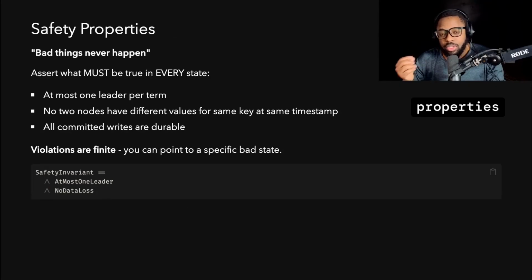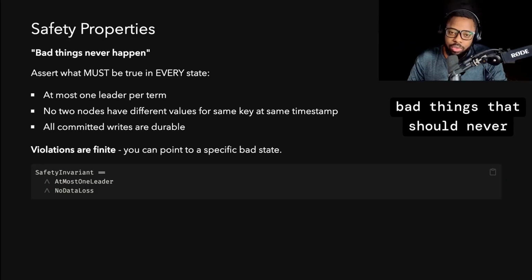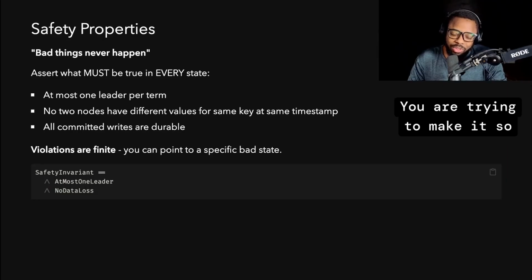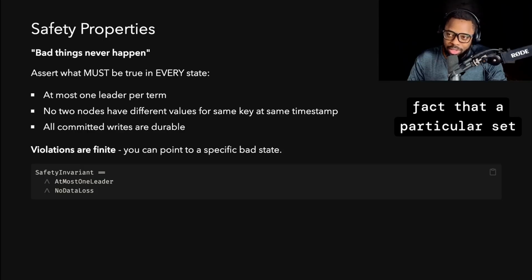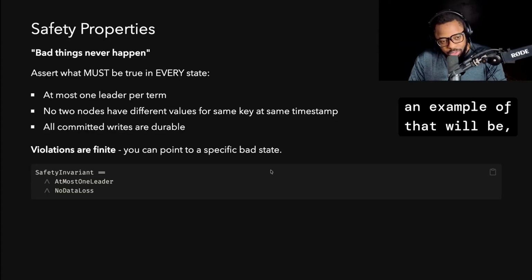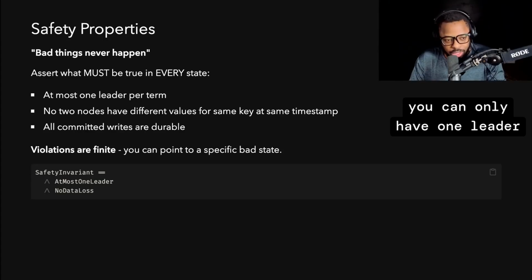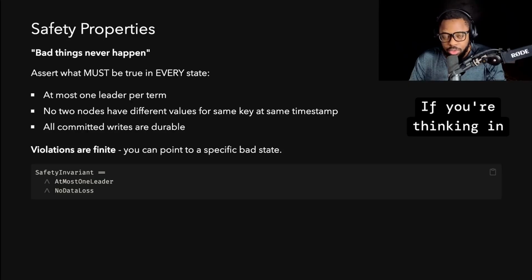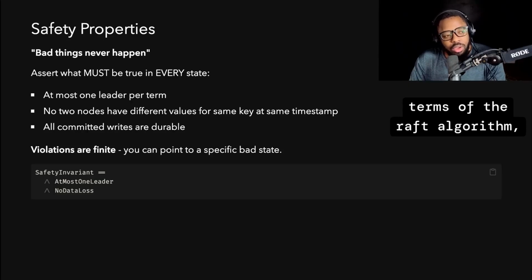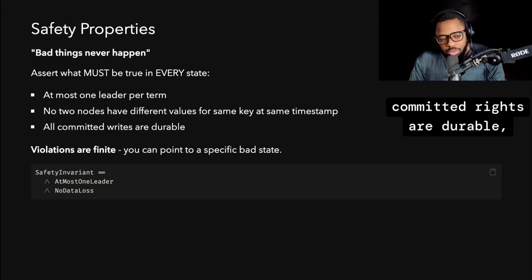You have your safety properties. You want to think about the bad things that should never happen, right? You're trying to make it so that you can be sure about the fact that a particular set of things must be true always. An example of that would be you can only have one leader per term if you're thinking in terms of the Raft algorithm, the consensus protocol. All committed writes are durable.